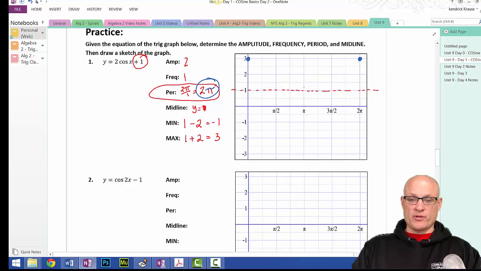In the middle between the two maximums, we'll find the minimum, -1. And in between those, we'll find our zeros. Now, in this case, the zeros are going to be along the midline. And we graph. There it is. Simple.